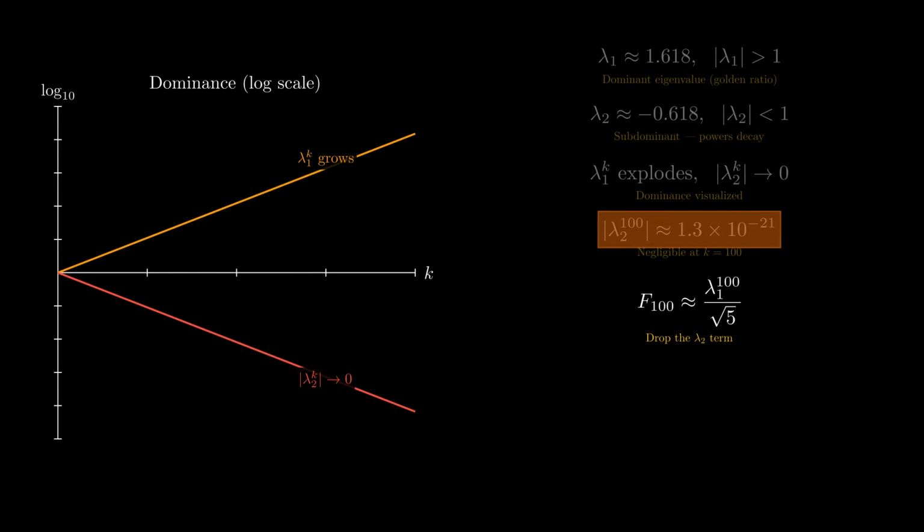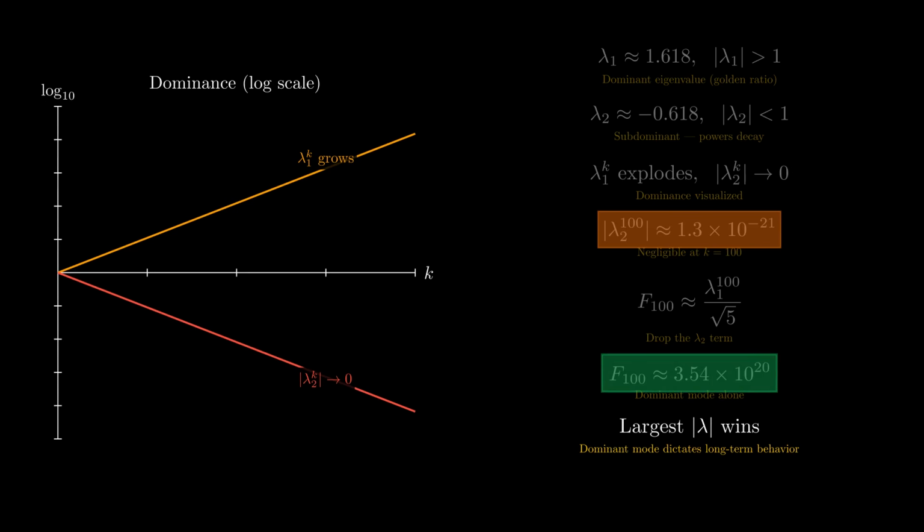So f sub 100 is essentially lambda 1 to the 100th, divided by the square root of 5, the golden ratio raised to the 100th power, rescaled. That gives roughly 3.54 times 10 to the 20th. One eigenvalue, one calculation, and you skip 99 additions of the recurrence. The lesson generalizes. In any linear dynamical system, the eigenvalue with the largest absolute value dictates long-term behavior. Components tied to eigenvalues with absolute value less than 1 vanish. The dominant mode wins.